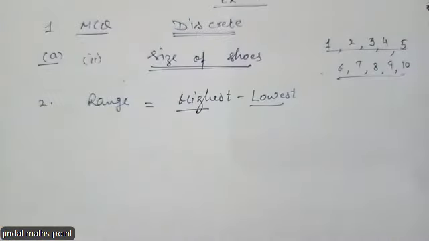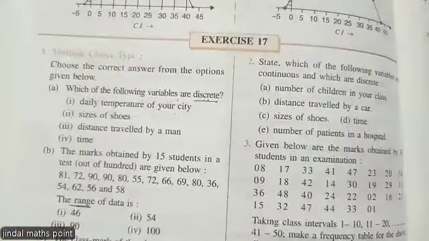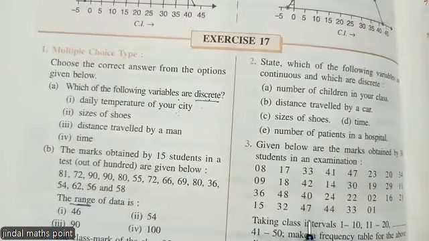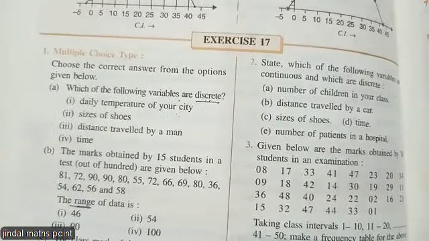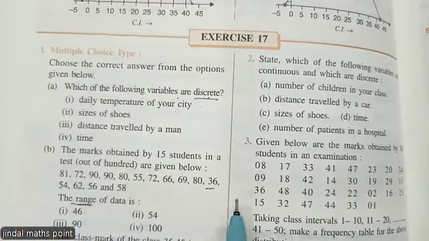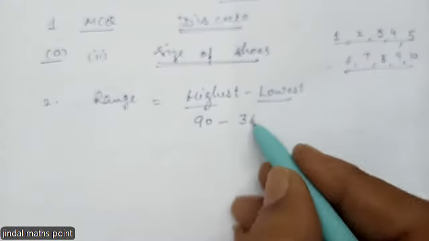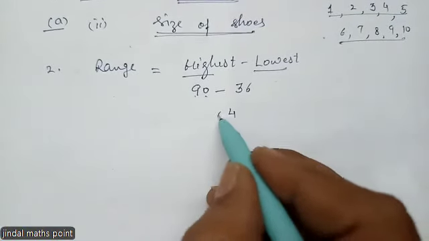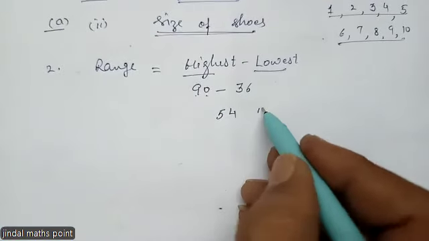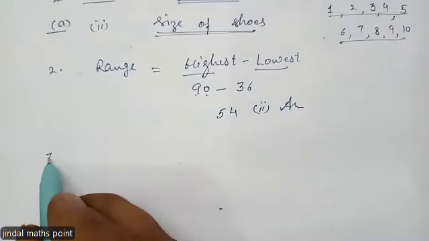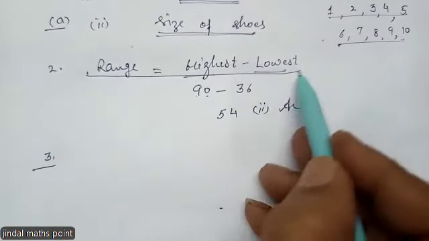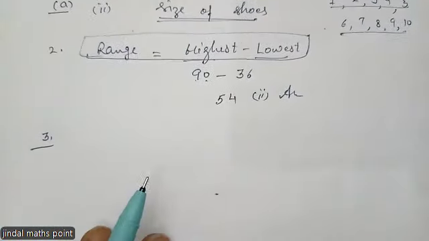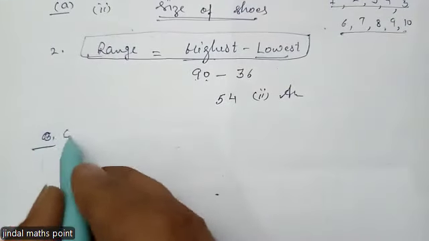So the highest value is 90, and the lowest value, just tell me which is the lowest value. 54? What? 36. 36 is lower. Yes, 36. Now subtract these two. 10 minus 6, 4. 8 minus 3, 5. 54 is the answer. Which option? The second option is the answer. You can learn these formulas. Note down the range formula.